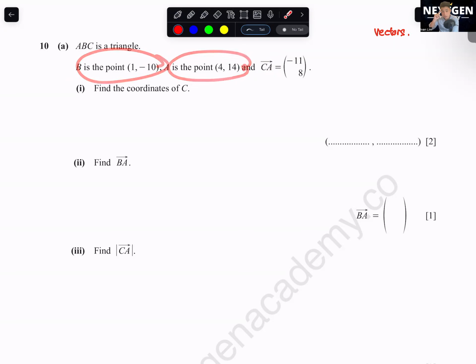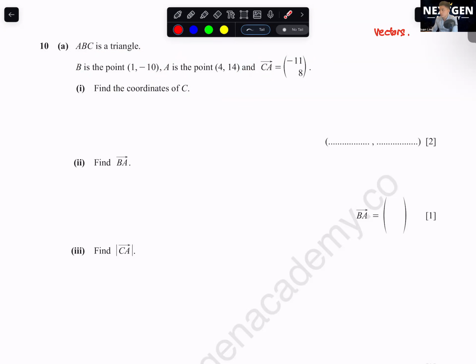Another thing is when in the reverse direction, you need to put a negative. So find the coordinates of C. They gave us B, they gave us A, they gave us CA here. How do I find C over here?